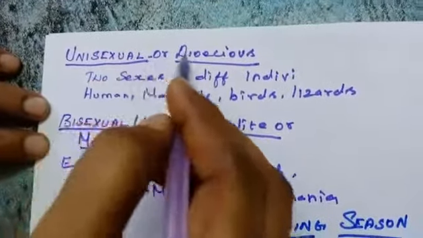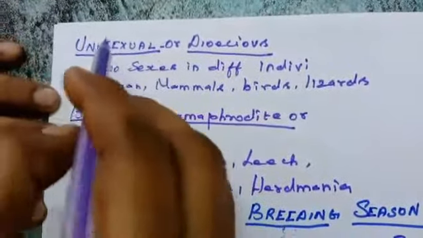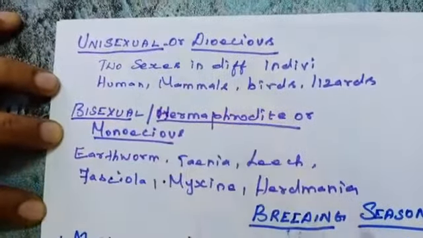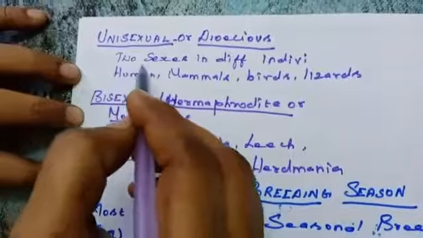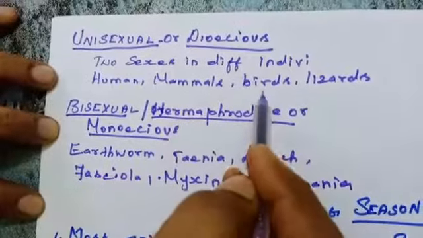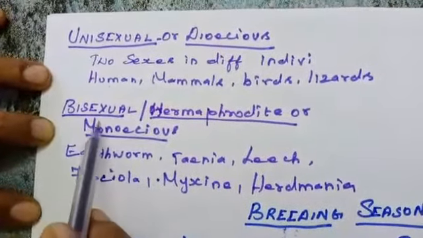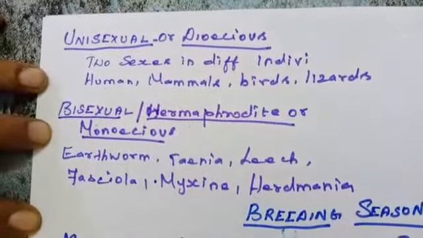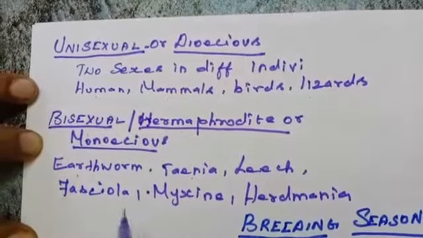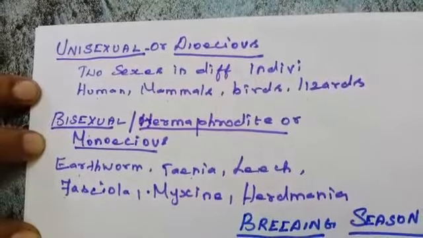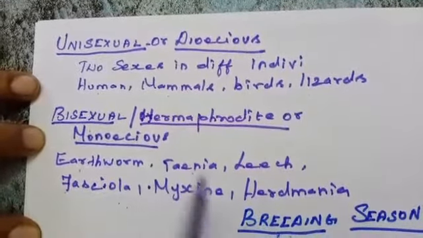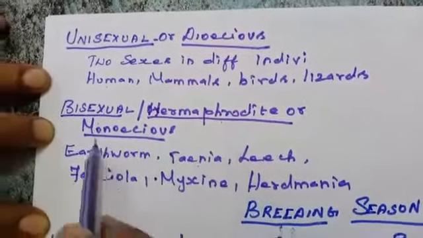Some of the terms we have already seen in plant reproduction. In animal reproduction, there are the terms unisexual or dioecious. What does unisexual or dioecious mean? Two sexes in different individuals. Example, humans, mammals, birds, lizards. What is bisexual, hermaphrodite or monoecious? Examples: earthworm, taenia, leech, fasciola, myxine, herdmania. Bisexual means they possess both male and female sex organs.